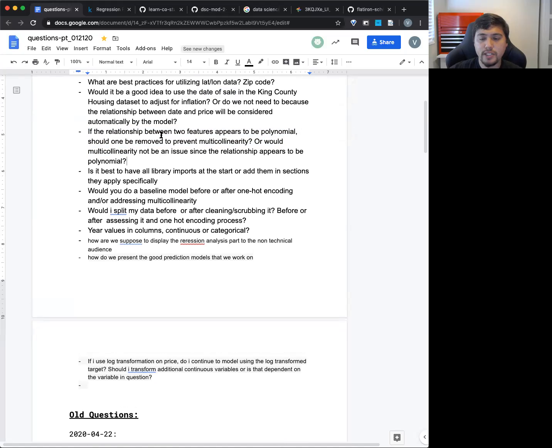So if the relationship between two features appears to be polynomial, should one be removed to prevent multicollinearity, or would multicollinearity not be an issue since the relationship appears to be polynomial? Oh, that's a good question.